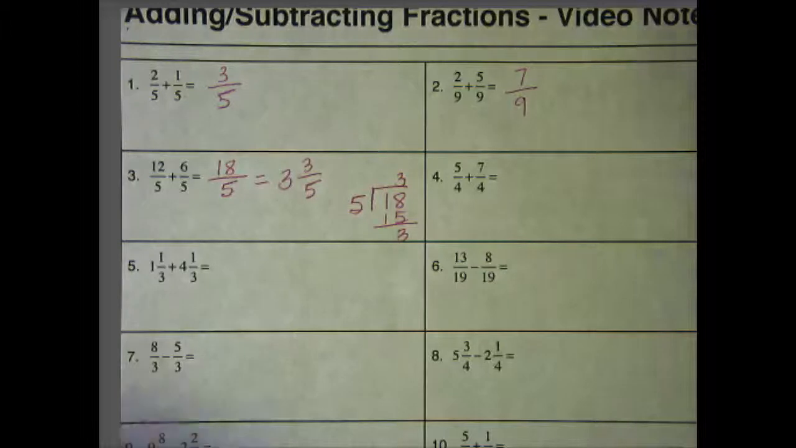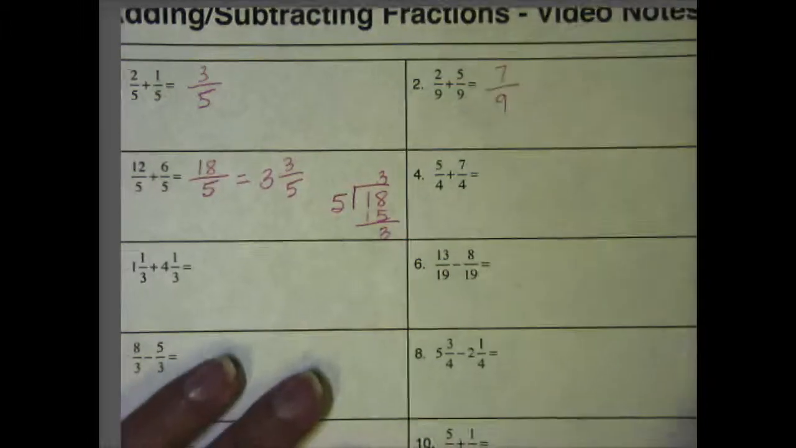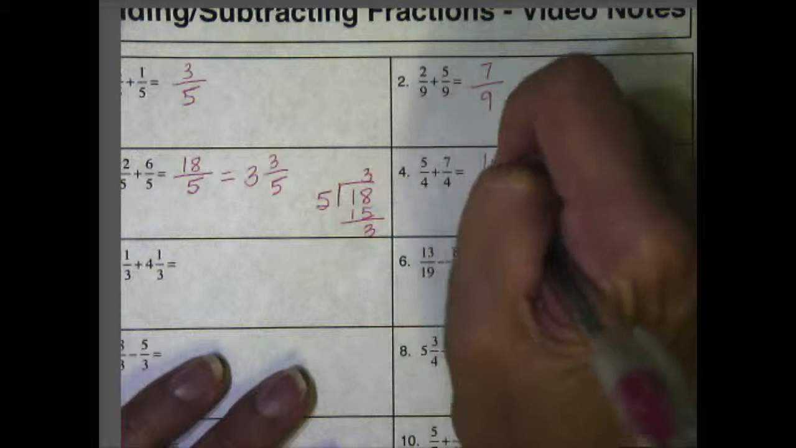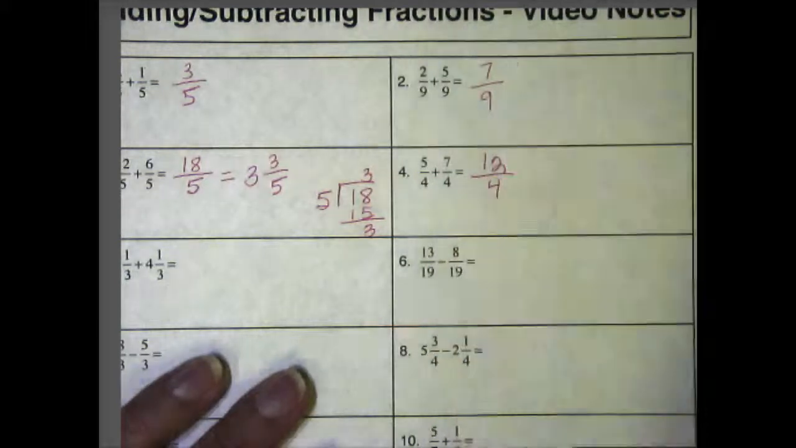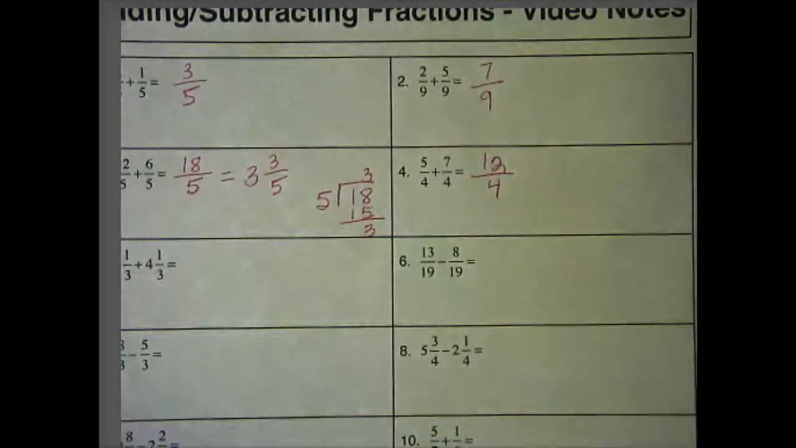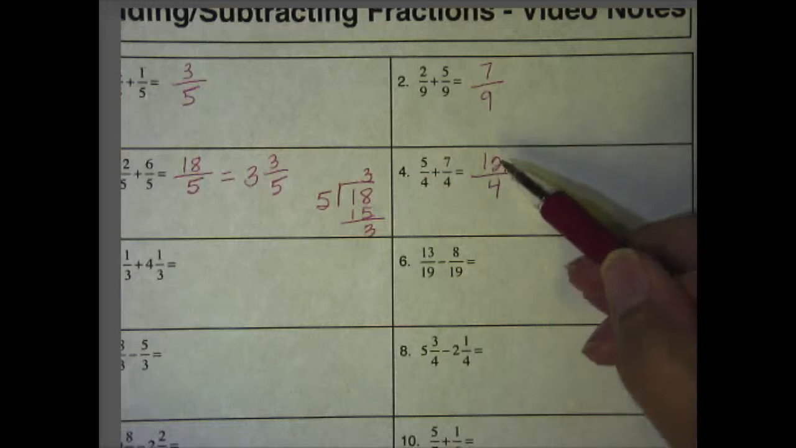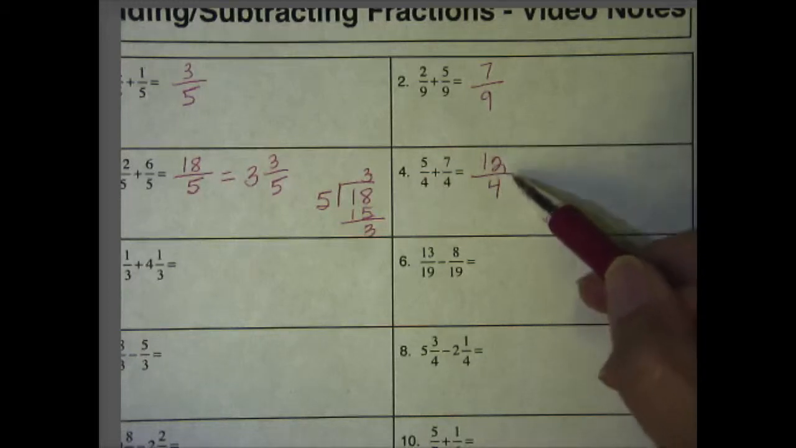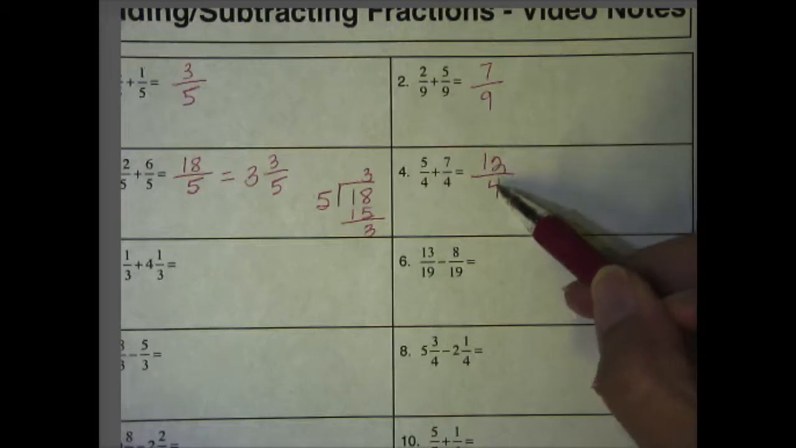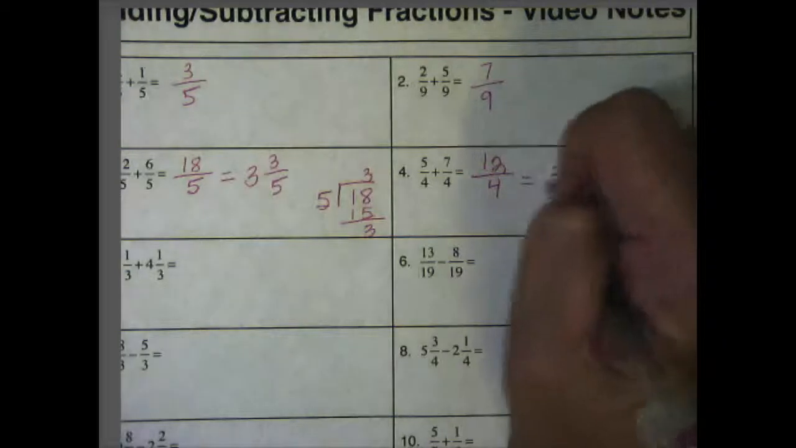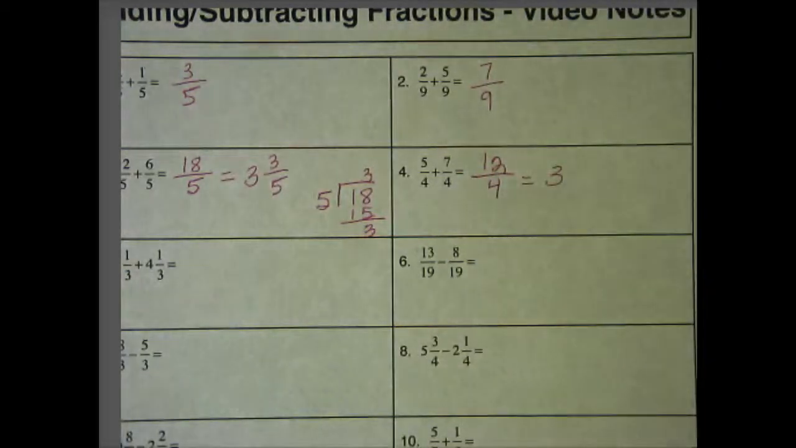Let's take a look at number 4. Again, we have like denominator of 4, so we add the numerators. 5 plus 7 is 12. Denominator remains the same. This time we have an improper fraction, but it's a much easier improper fraction because if I say how many times does 4 go into 12, or what is 12 divided by 4, which is what this line means in a fraction, 12 divided by 4 is 3, so it simplifies to a whole number or an integer.